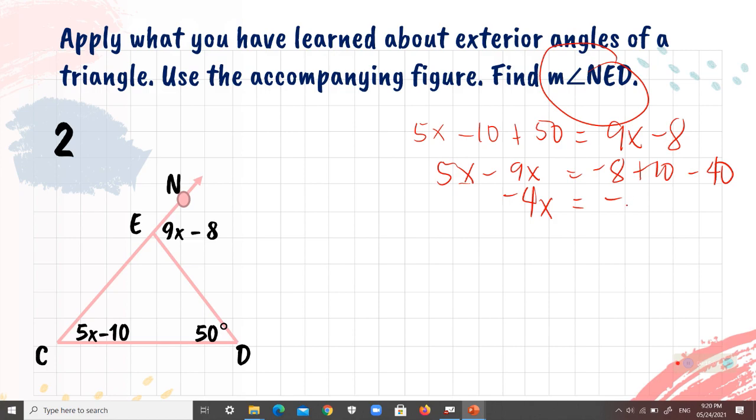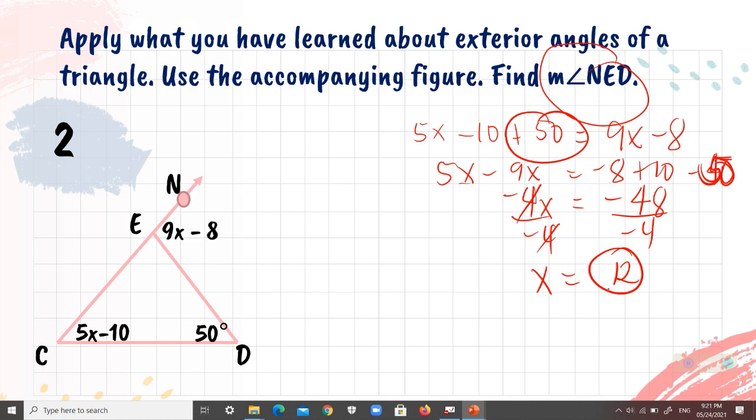So let's change this to 50 as we have here 50 as our given. So we will have here negative 48. Again, this is negative 50. And then you will have to divide both sides of the equation by negative 4. So you will have here x equals 12, that's correct. Okay? So we only have here the value of our x.